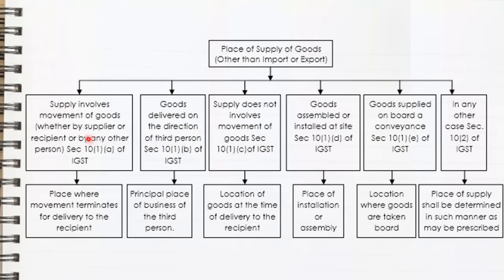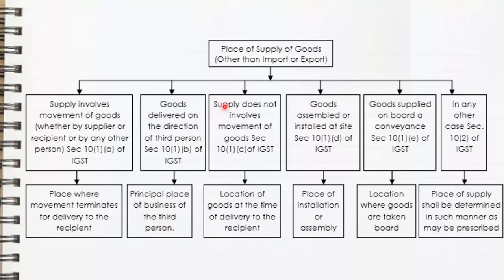The very first type of rule is supply involves movement of goods. Here, if the supply of goods is from one place to another place, then the place of supply will be the place where the movement terminates for delivery to the recipient. That's the very first rule. Second, goods delivered on the direction of a third person. If there are three persons involved in a transaction, here the place of supply will be the principal place of business of the third person.